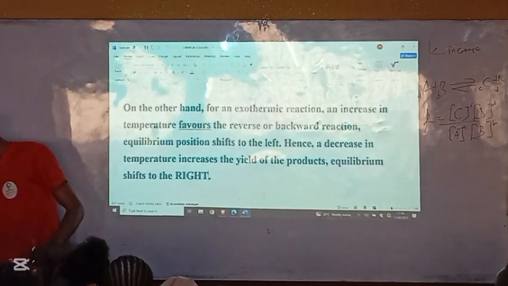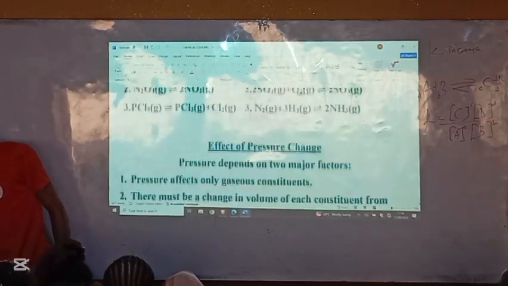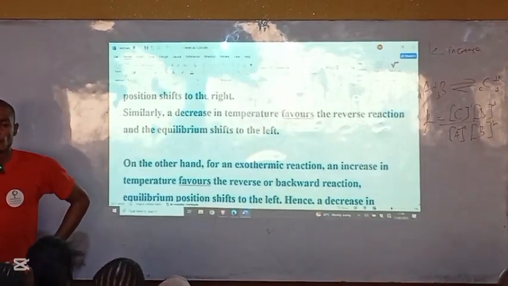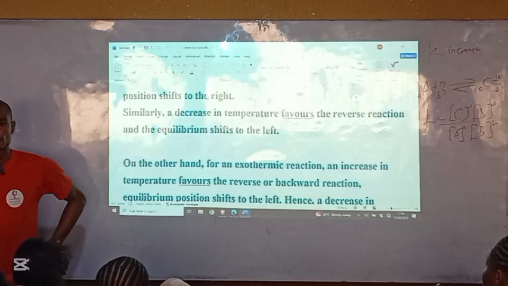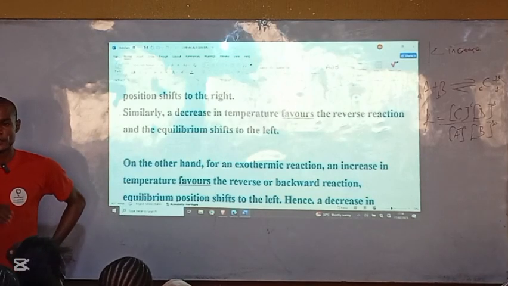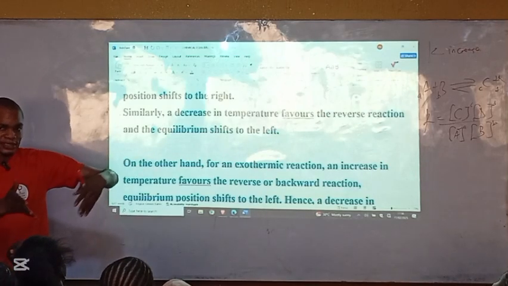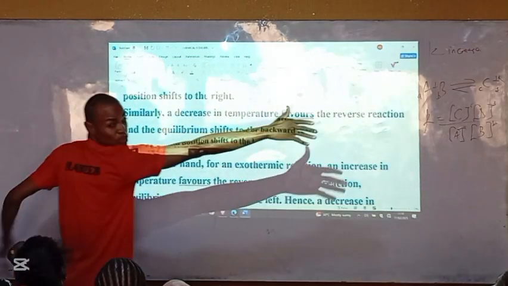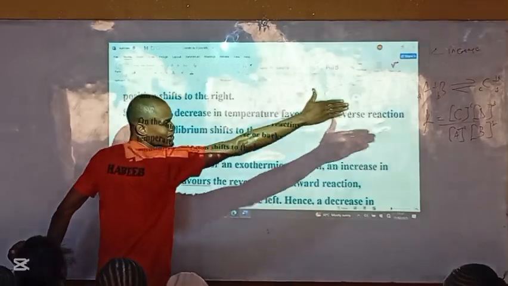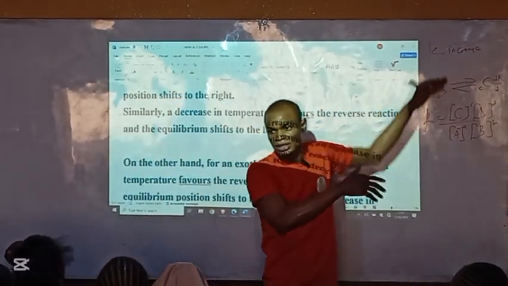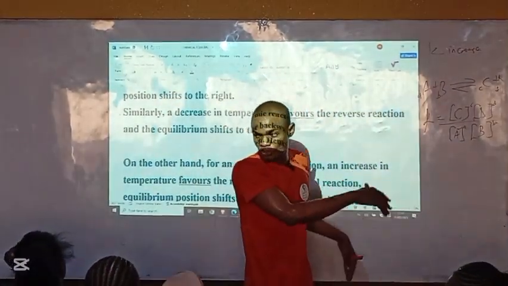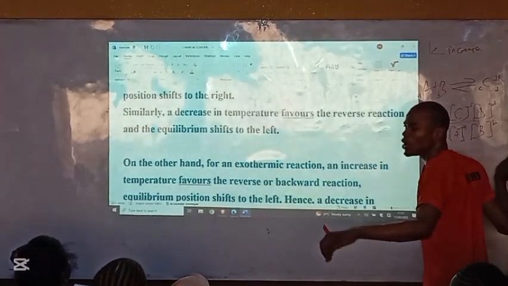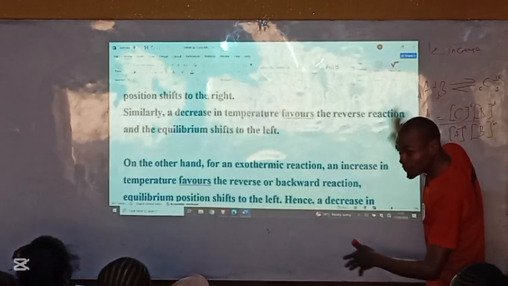Now I want you to do something. I want you to analyze this for me. For an endothermic reaction, when you increase the temperature, the equilibrium favors the forward reaction, and the forward reaction is always at the right, right? And the equilibrium constant is going to increase. But when you decrease the temperature, it will favor the backward reaction, the equilibrium constant decreases, right? And we shift to the left.